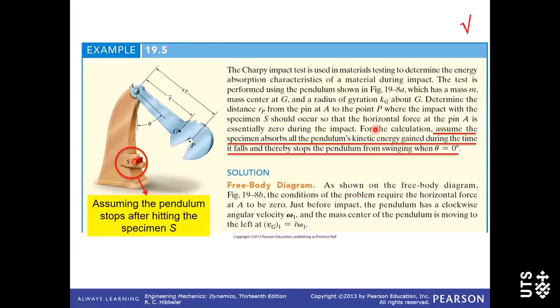The next example problem is about a Charpy impact tester. For a Charpy impact tester, we know initially this pendulum is at a position where it is at rest. The velocity is zero. After releasing this pendulum, it will get a velocity. This means it will get kinetic energy.